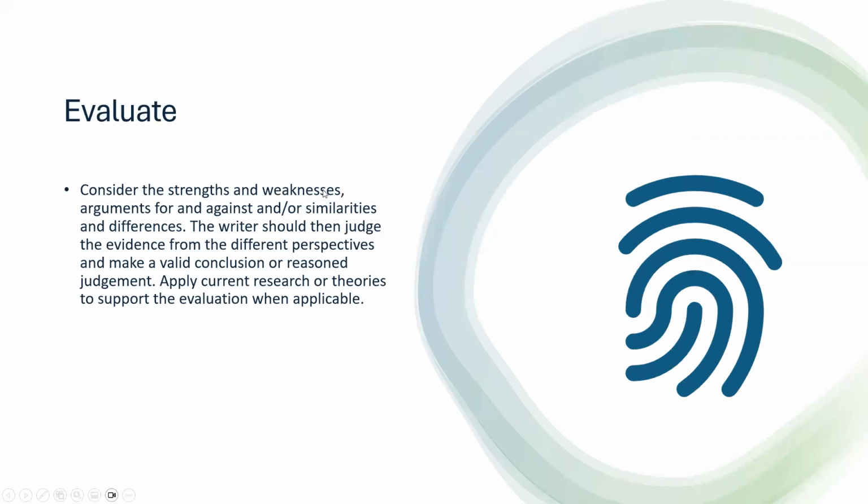Just to get us pointed in the right direction, I think it's necessary to think about what they're asking for with this word evaluate. The CMI's language around this: consider the strengths and weaknesses, arguments for and against, and/or similarities and differences. The writer should then judge the evidence from different perspectives and make a valid conclusion or reasoned judgment, using current research or theories to support evaluation when applicable. So this is very much on one hand this and on the other hand that. We need a balanced discussion, two different perspectives and a conclusion.